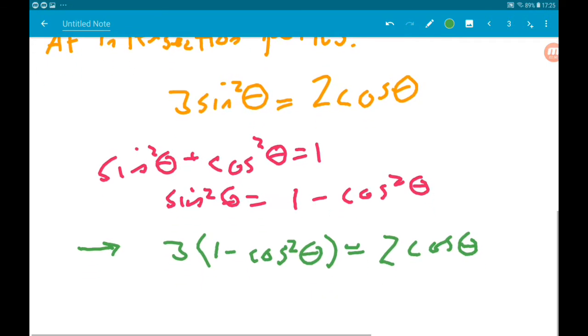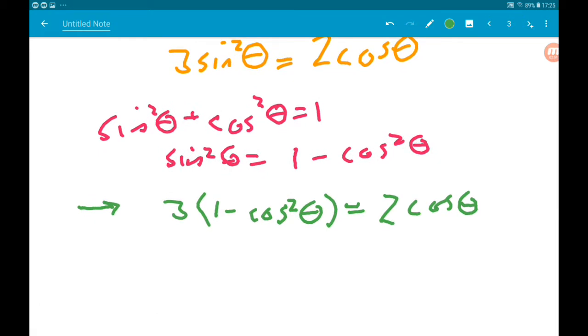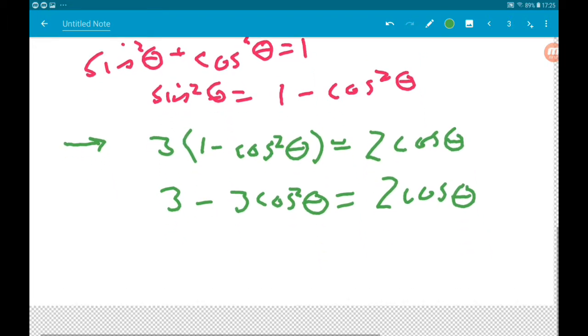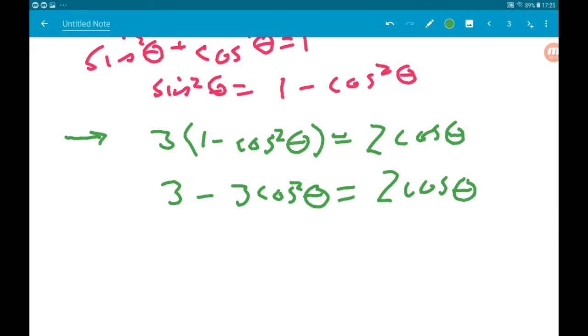Okay, now if we expand, 3 minus 3 cos squared is equal to 2 cos. Now then, this is a quadratic, so we now need to get everything on the same side, ideally with a positive cos squared, with a zero on the other.